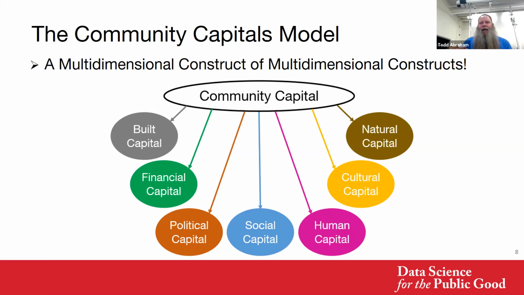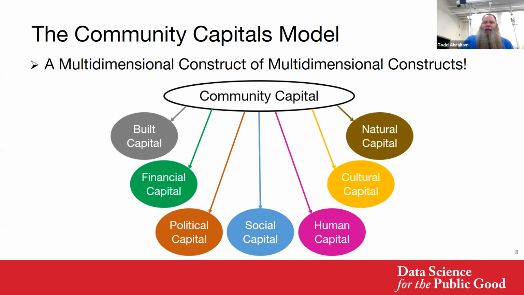Within that community capital, then, there are subdomains: built capital, financial capital, natural capital, cultural capital, human, political, and social capital. And so there are different things in each of these 7 buckets of capital. Natural capital is what you might think, natural resources. Built capital might be infrastructure, busing systems. Financial capital, pretty straightforward. But these things are all pieces of the community capital puzzle.